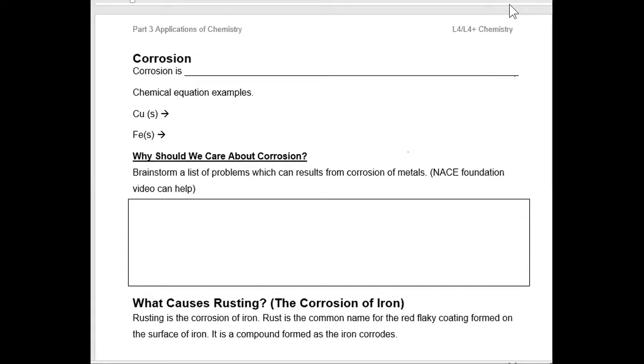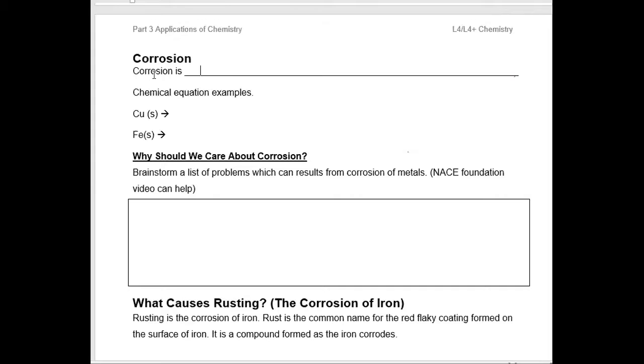Okay, well, let's go through the notes so far in the corrosion topic. So hopefully you've got these notes in front of you, and let's add in the information. Okay, so corrosion. Corrosion is... Now what you've got to do here is you have to put the definition of what corrosion is.